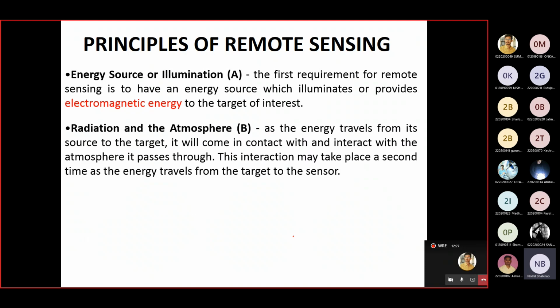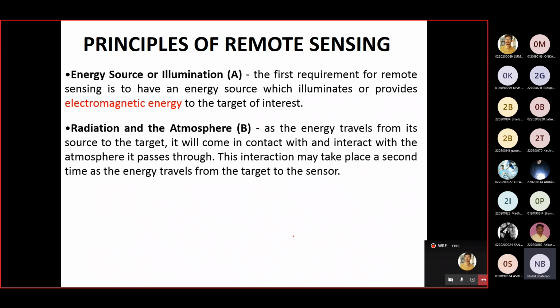Then we have the radiation and the atmosphere. These are the two important things that we need to take into account. This is the second principle. As the energy travels from its source to the target, it will come in contact or interact with the atmosphere through which these electromagnetic waves pass. And this particular interaction takes place a second time as the energy travels from the target to the sensor. So there is a two-way transfer of these electromagnetic waves.